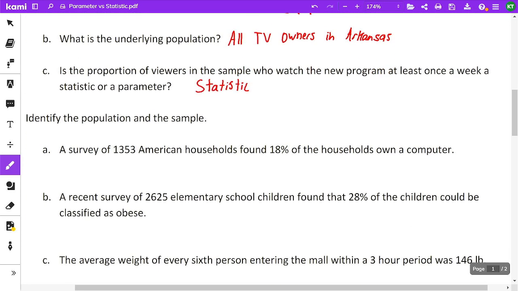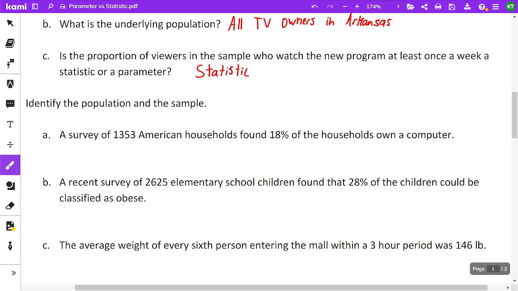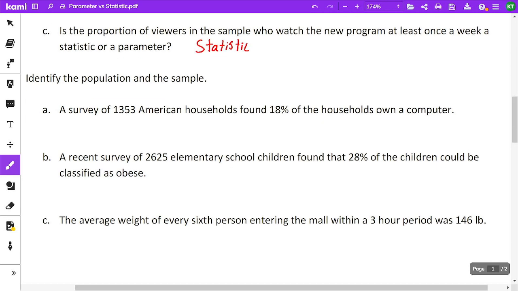So now we're going to be identifying populations and the sample for each of the following three here. So a survey of 1,353 American households found 18% of those households own a computer. So for the sample, I am going to underline it. My sample here for this first one is going to be the survey of the 1,353 American households. But what this sample is going to represent in our population is going to be all American households.